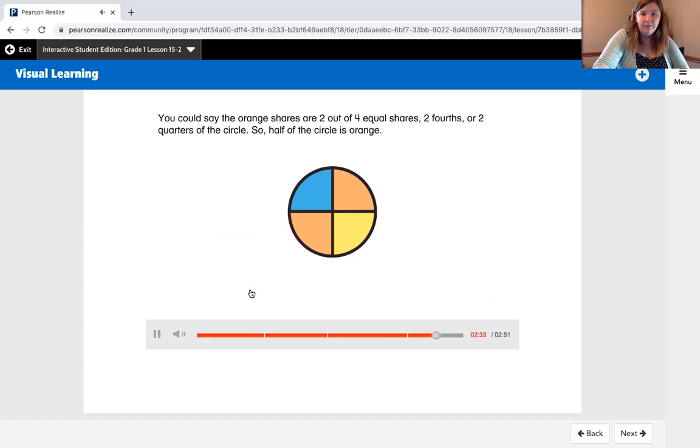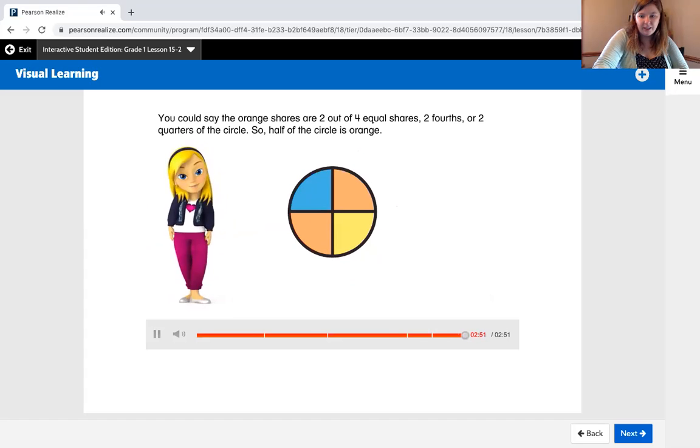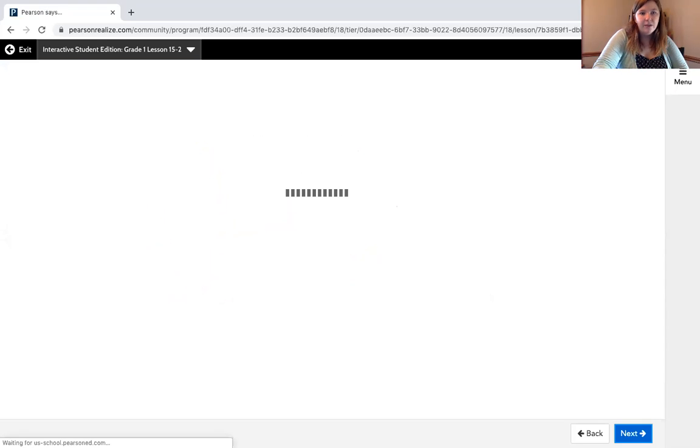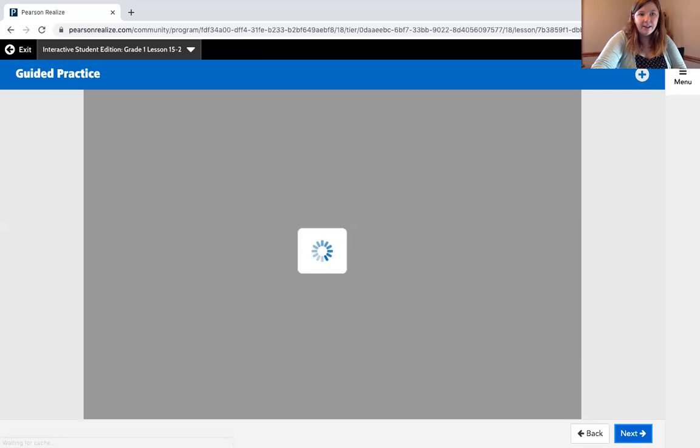You could say the orange shares are 2 out of 4 equal shares, 2/4, or 2/4 of the circle. So half of the circle is orange. Now you know about halves and fourths of shapes. All right, we're going to get started with some of our practice.